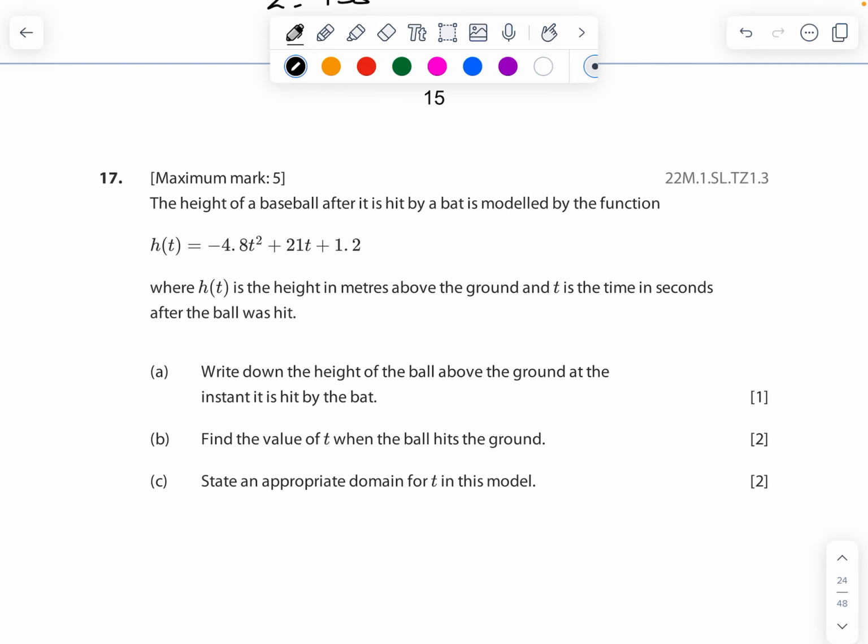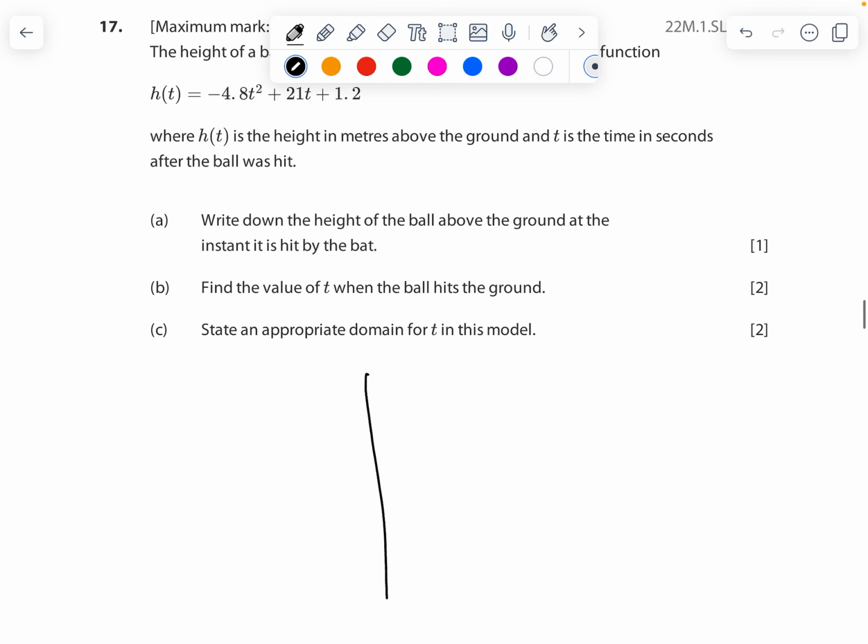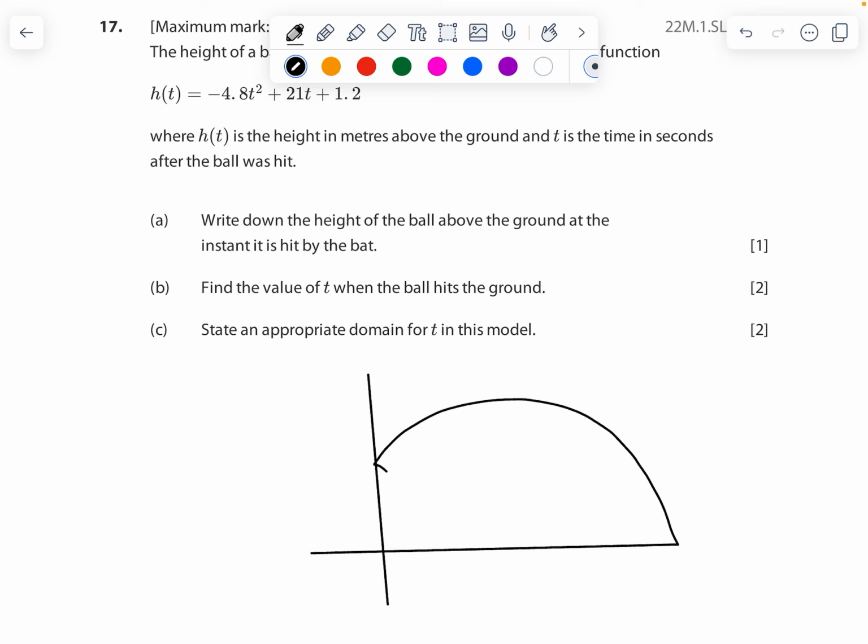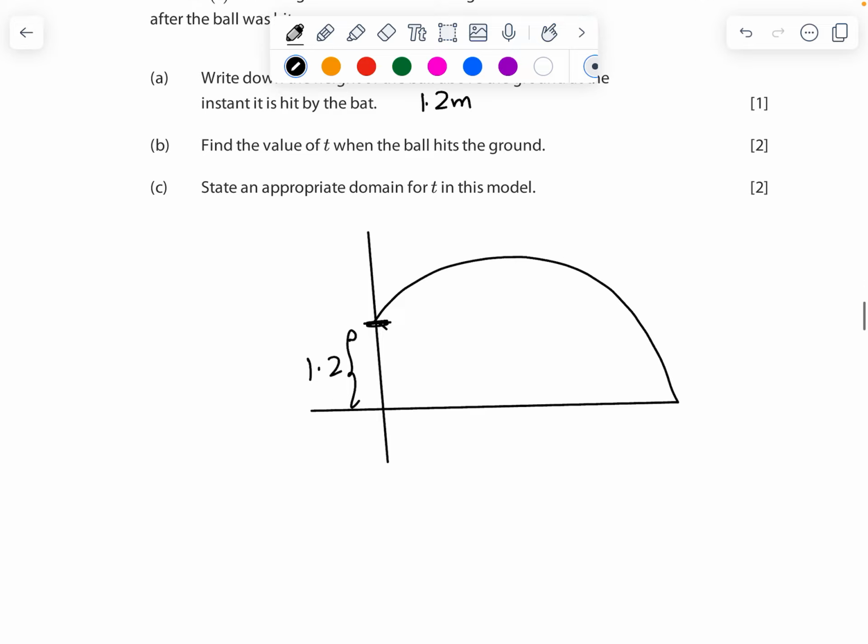Question number 17. The height of the ball again is given. Write down the height of the ball above the ground when it hits the bat. So the bat is giving this height. Basically, if I draw the graph, it goes from 1.2 and so on. So the bat is at a height of 1.2 meters. Find the value of t when the ball hits the ground.